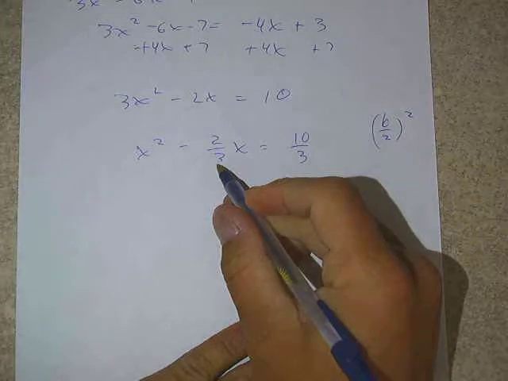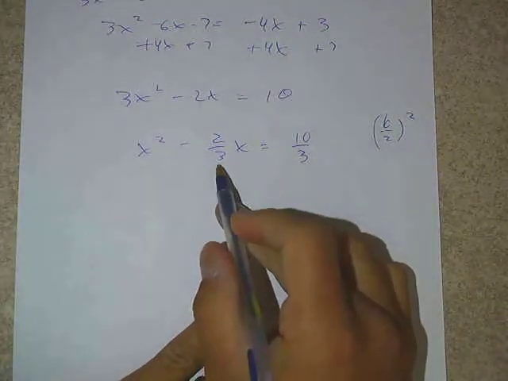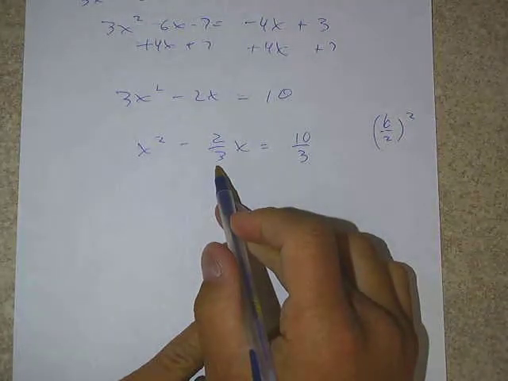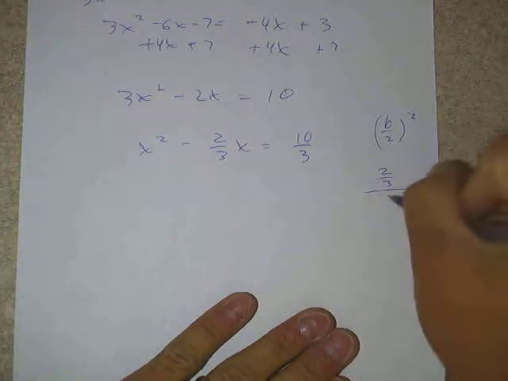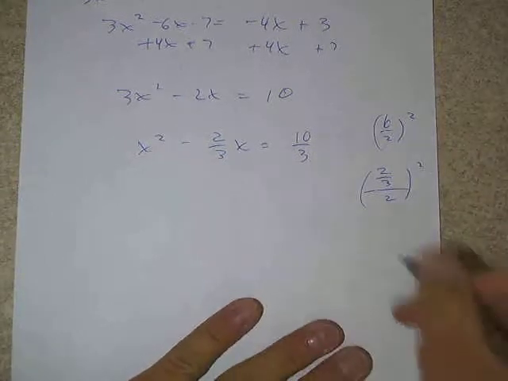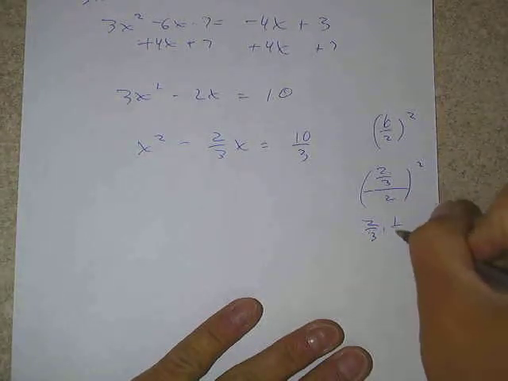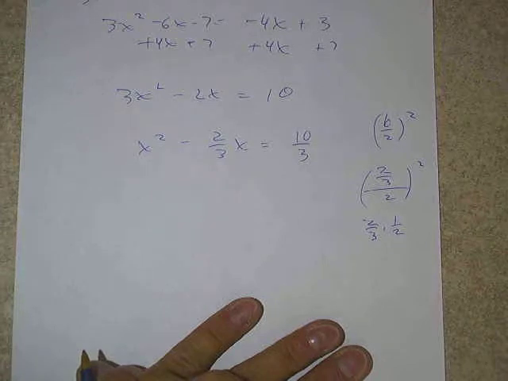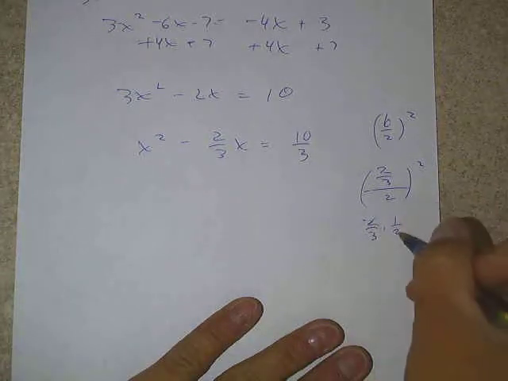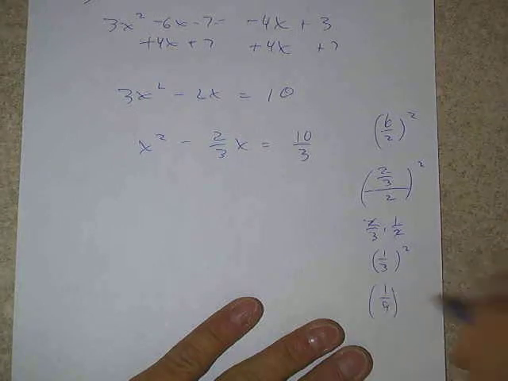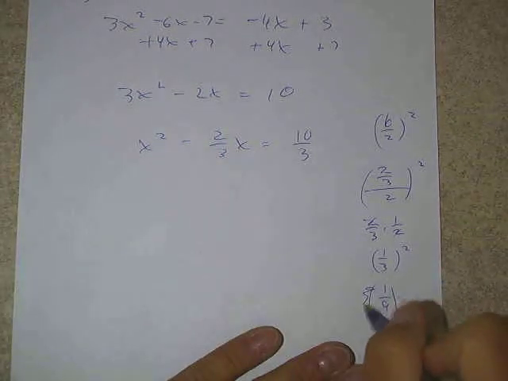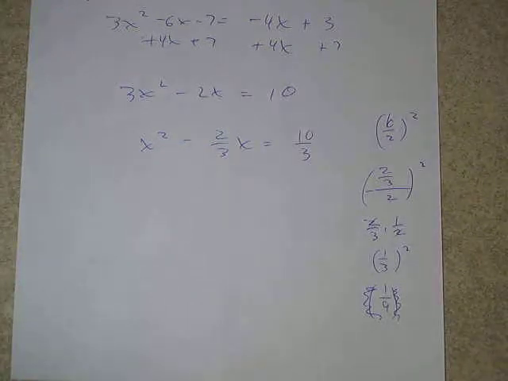Alright, now with that said, the b over 2 all squared this time, we need to figure out what that is. Well, our b this time is negative 2/3. Keep in mind it really doesn't matter whether it's negative or positive because we're squaring the result regardless, so it's going to be positive whatever we get out of this. So if we just go 2/3 divided by 2 and then square that, remember 2/3 divided by 2 is the same as multiply by a half. So 2/3 times a half would be 1/3. Square that, we'd get 1/9.